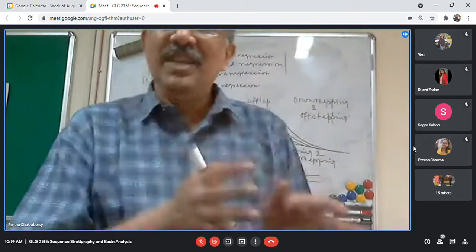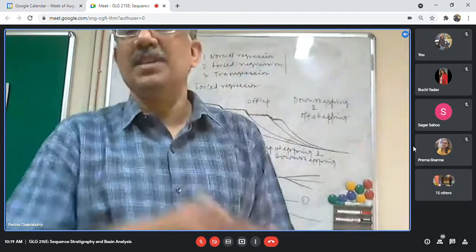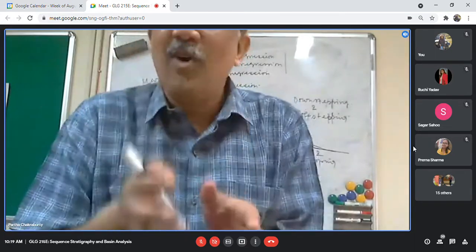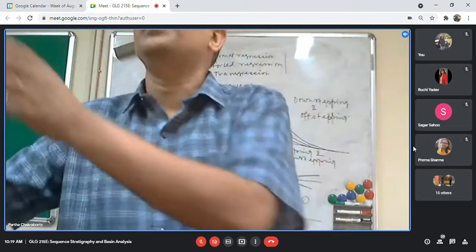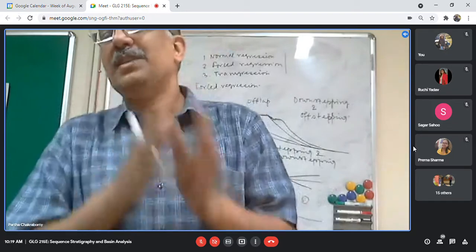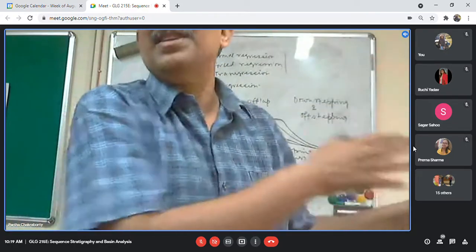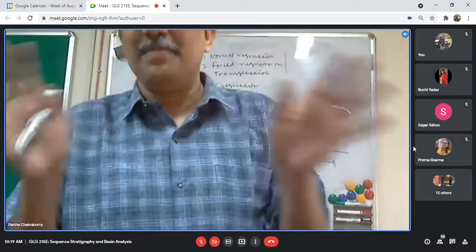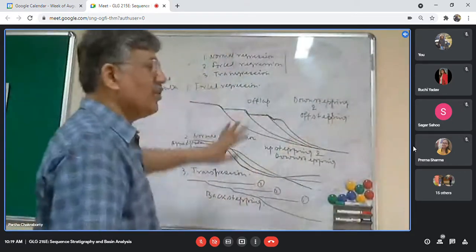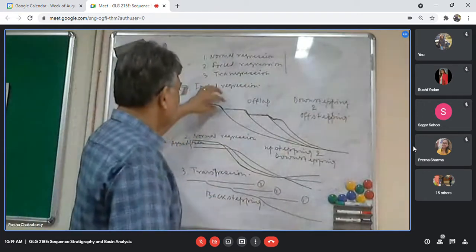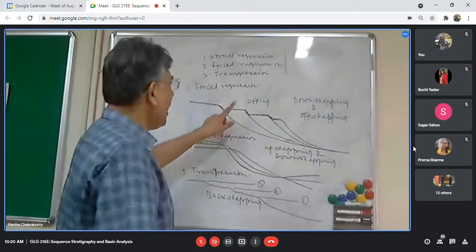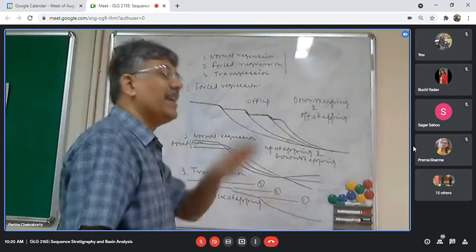Broadly, the three different things are forced regression, normal regression, and transgression. In the three cases, how will the stratal pattern differ, what is actually happening on the coastline, and how will it be reflected in the stratigraphic succession and the stratal pattern? I am talking about broad differences. First, forced regression. What will happen? The younger strata will be leaving the earlier or preceding strata exposed.